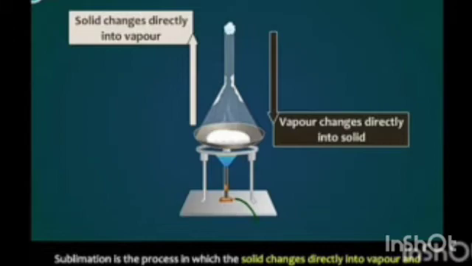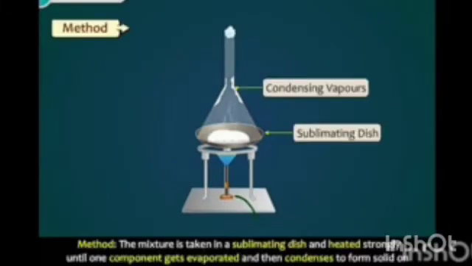So what happens? The ammonium chloride sublimes, condenses and collects on the inner parts of the funnel, whereas common salt is left behind. The fine powder of ammonium chloride deposited on the funnel is scraped with the help of a knife. In this way we can separate these two solids from their mixture by the sublimation method.